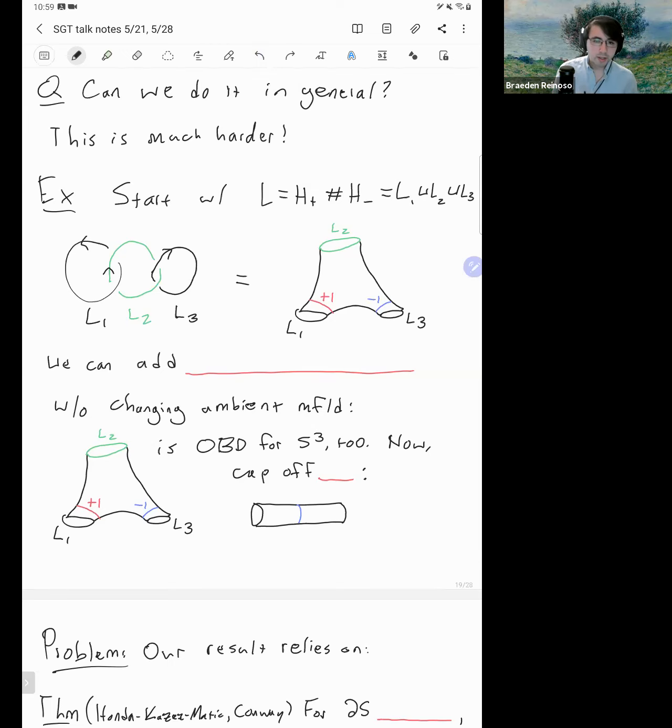So note that in this open book decomposition, L2 is a 0-framed unknot. And so we can add arbitrarily many Dehn twists along it and still get an open book for S3. So we can add arbitrary, say, negative Dehn twists.